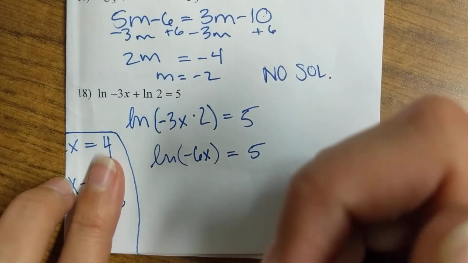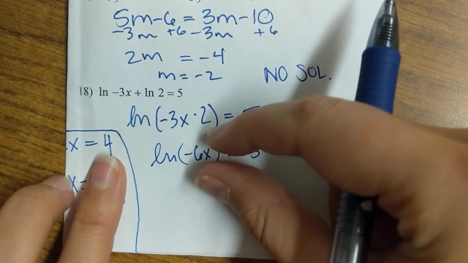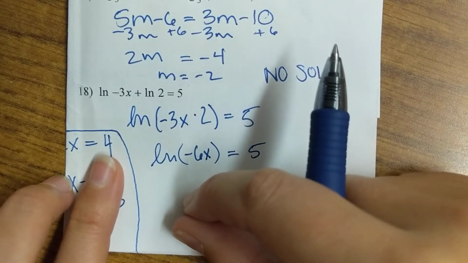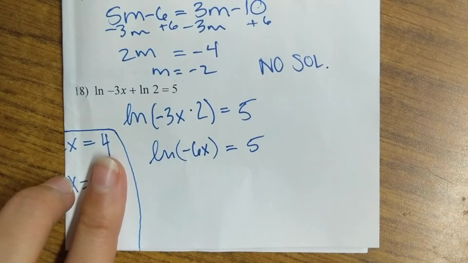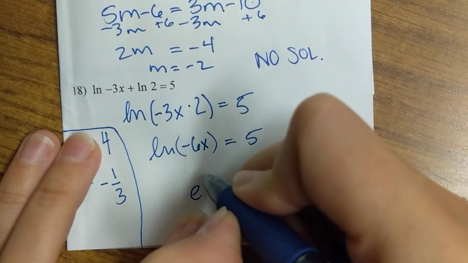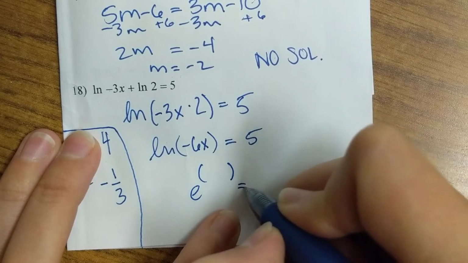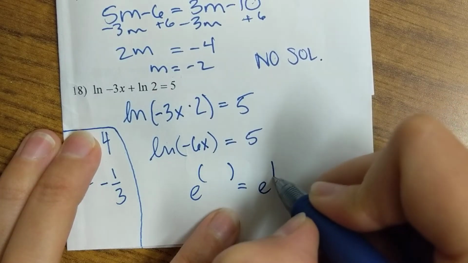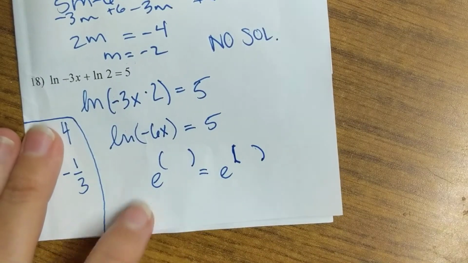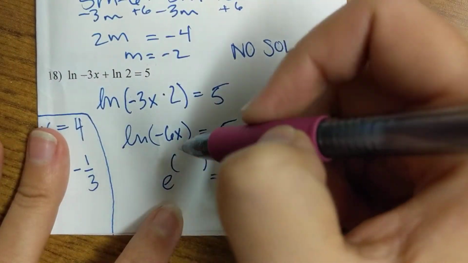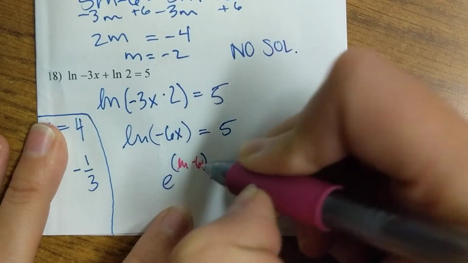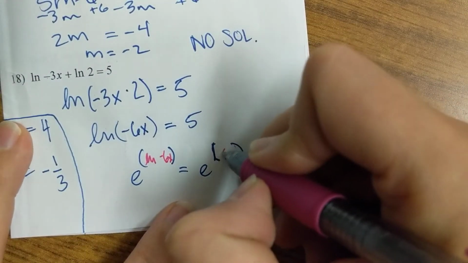It's the natural number e. So you're actually going to raise each side of the equation into that power where the base of that power is e, the base of your log. So I'm going to put e to the power of something is equal to e to the power of something. e to the power of the left side of the equation, so ln negative 6x, and e to the power of the right side, which is 5.